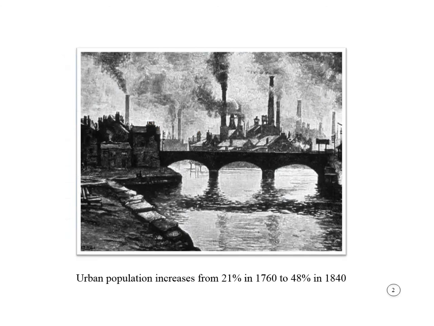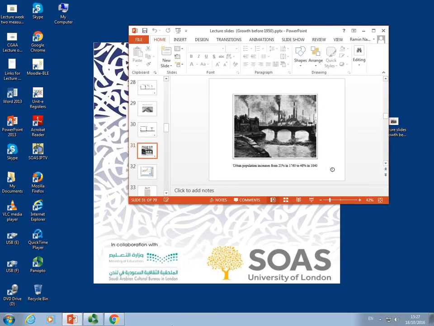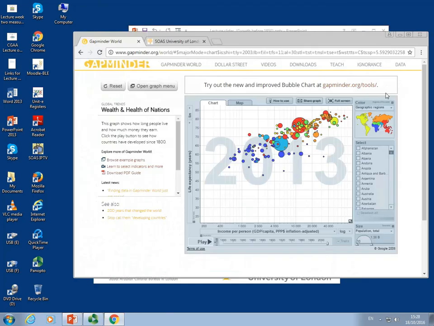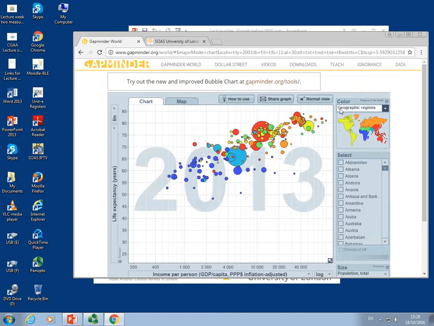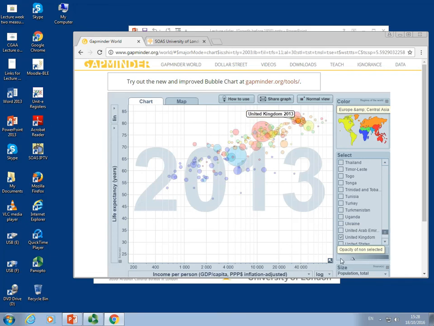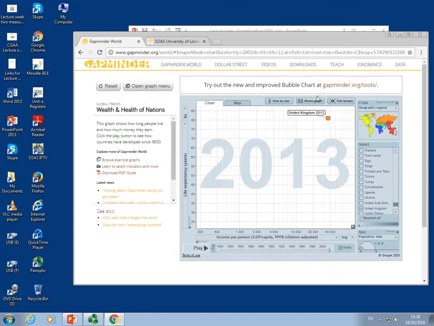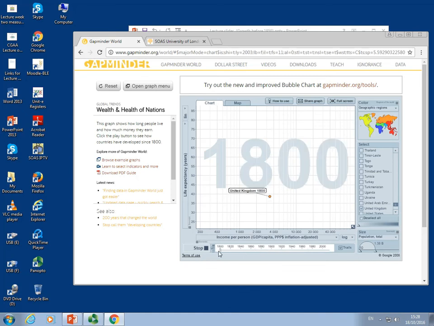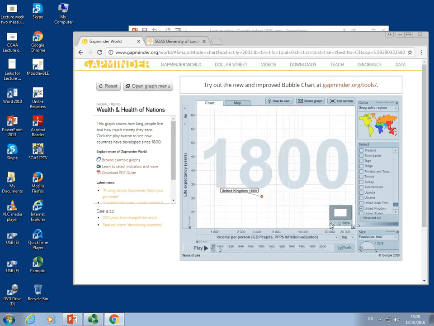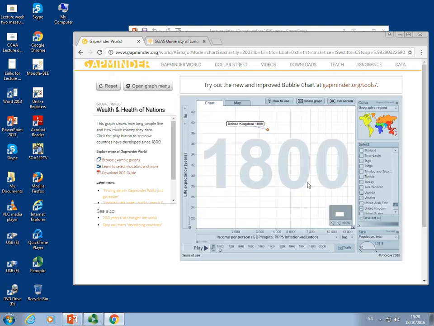Now, let me show you this path for the UK. Let's go to our beloved Gapminder. Let's look at the UK, United Kingdom. Okay, we don't want 2003. So we go back all the way to the 18th century.